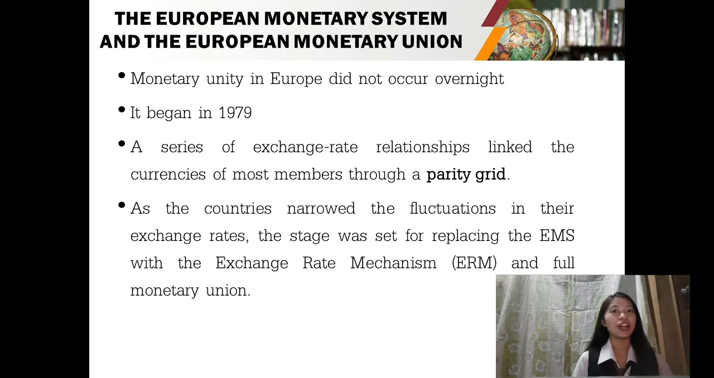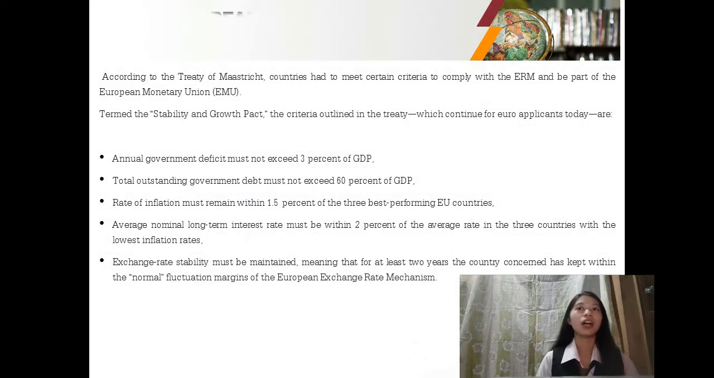As the countries narrowed the fluctuation in their exchange rates, that set the stage for replacing the EMS with the exchange rate mechanism or ERM and full monetary union. According to the Treaty of Maastricht in 1972, countries had to meet certain criteria to comply with the ERM and be part of European Monetary Union or EMU.